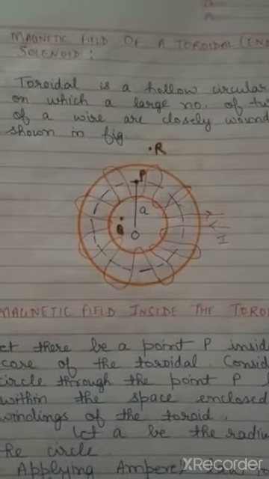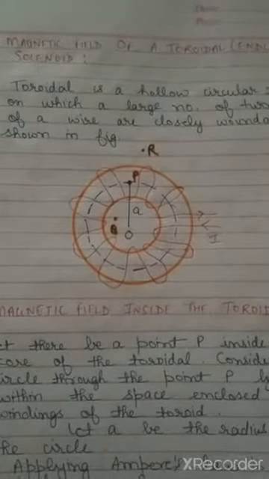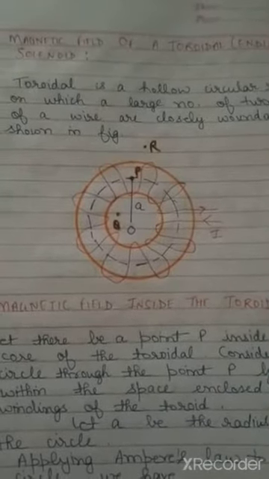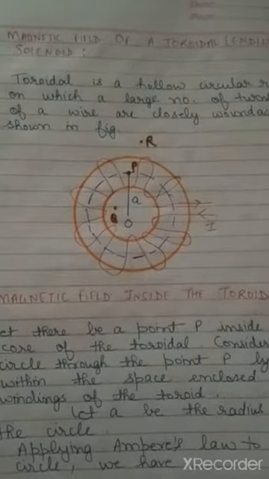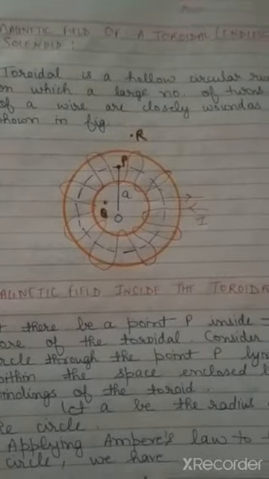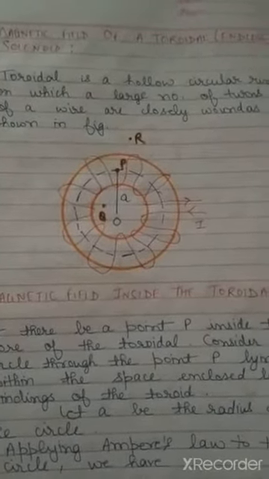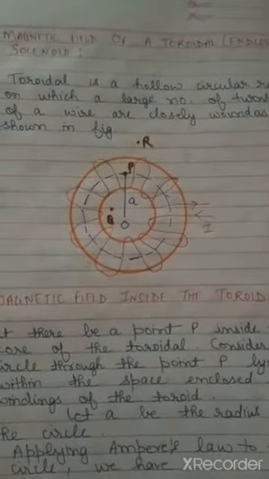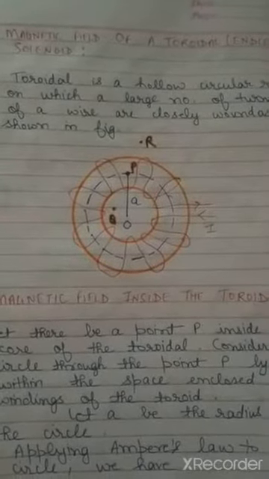So today we will discuss the magnetic field of a toroidal or endless solenoid. So what is a toroid? A toroid is a hollow circular ring on which a large number of turns of a wire are closely wound. If we take a circular ring of insulating material and wind it with a wire having a large number of turns, the system that will be formed is known as a toroid.